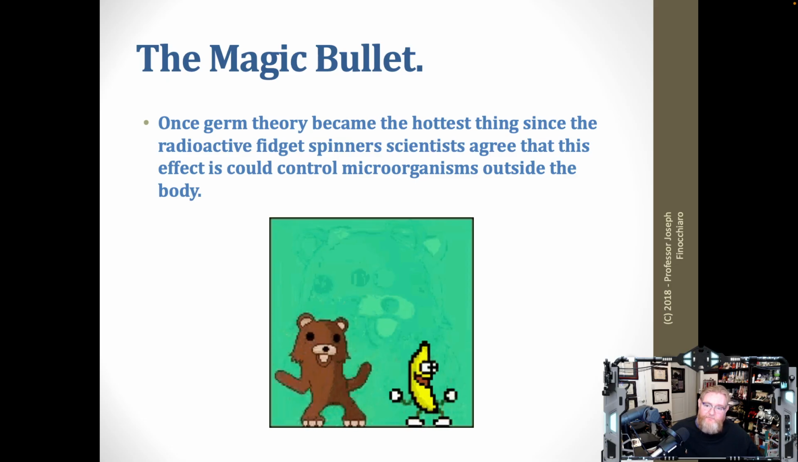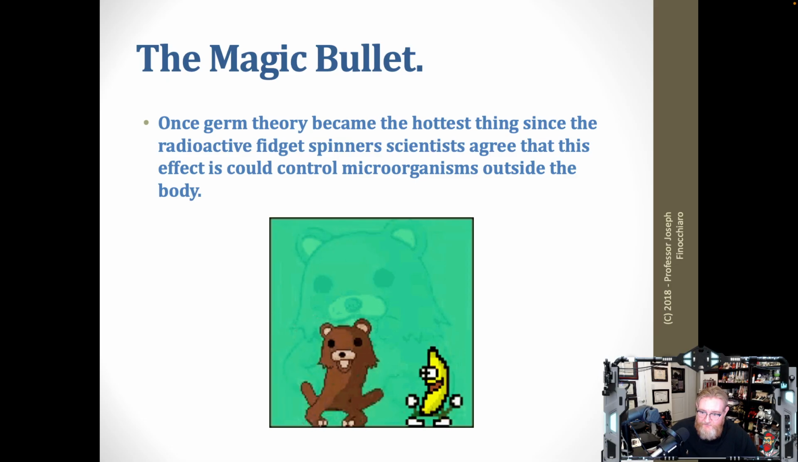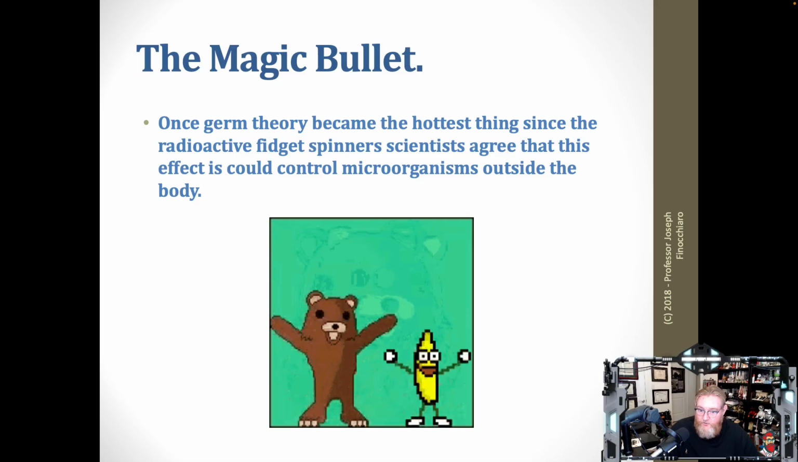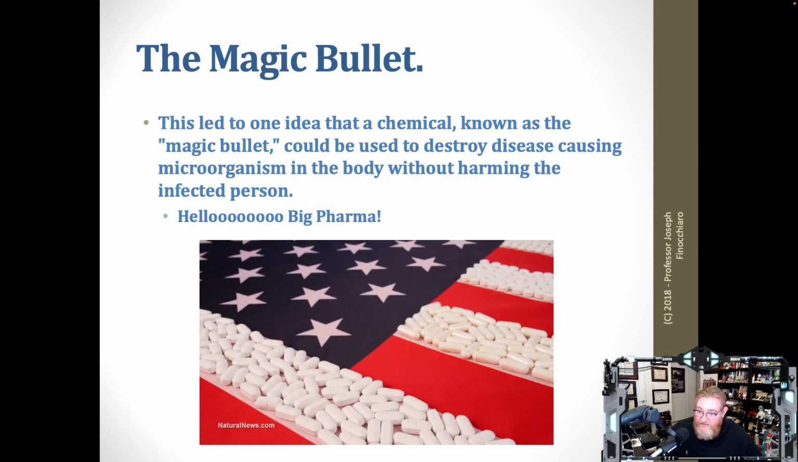Once germ theory became the hottest thing since radioactive fidget spinners, scientists agreed that this effect could control microorganisms outside the body. This led to one idea that a chemical known as the magic bullet could be used to destroy disease-causing microorganisms in the body without harming the infected person, and that's how we launched the pharmaceutical industrial complex.